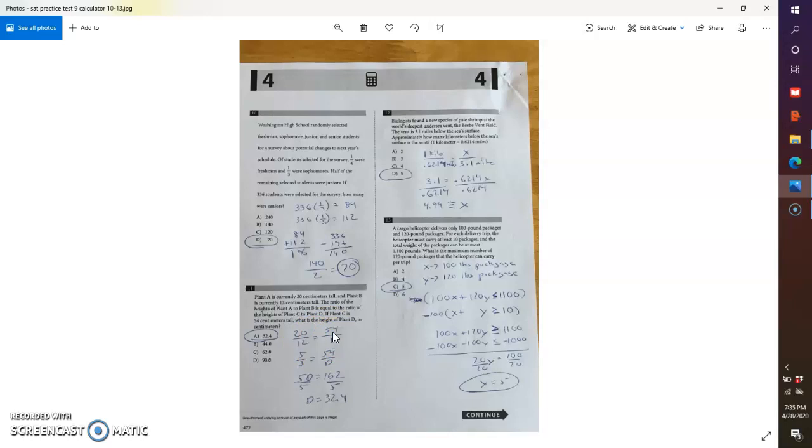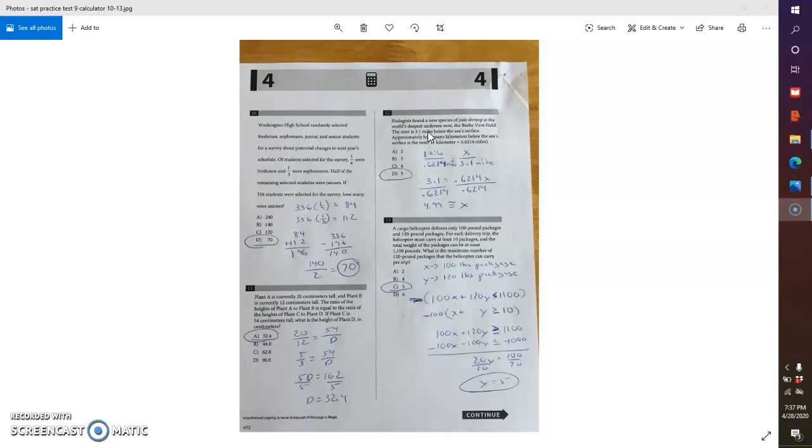Plant C is 54, so now we're going to cross multiply. I reduced this fraction first to make my life easier. I reduced it to 5/3. So 5/3 equals 54 over D. We cross multiply, 5D equals 162. And when I divide by 5, I get 32.4 for my D, which is answer A.